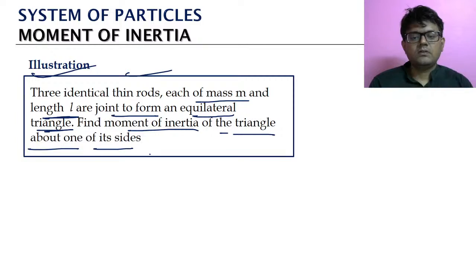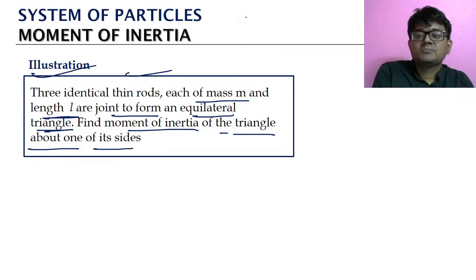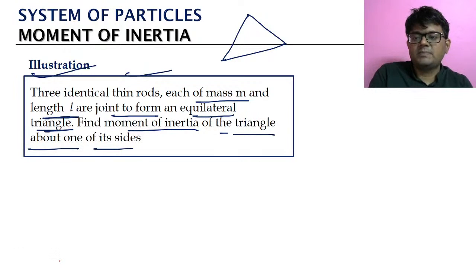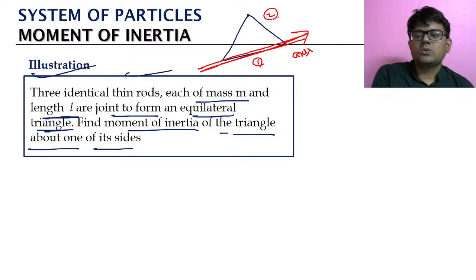With respect to what? What is our axis? Look here, suppose it is like this. This is how our triangle is. This is an equilateral triangle. The axis is passing through one of its sides. It becomes like this. Now if we take this as our axis, look at this: rod 1, rod 2, rod 3.